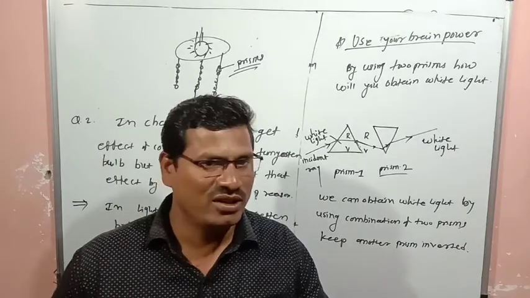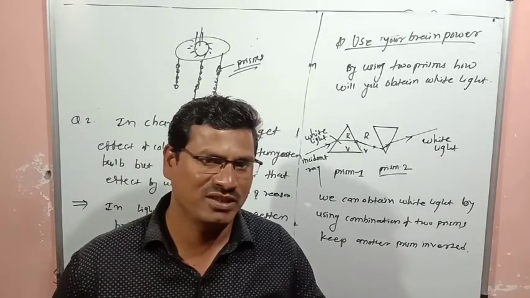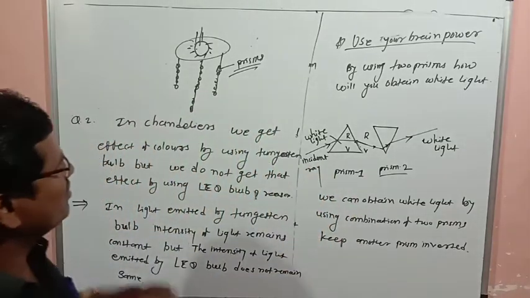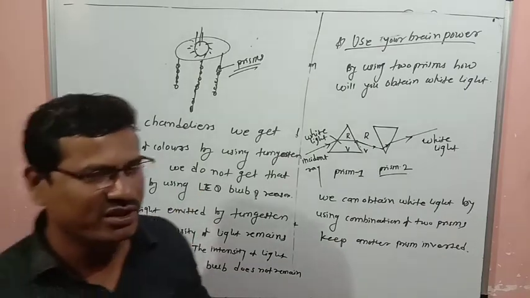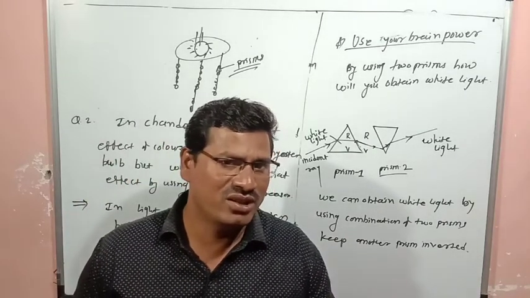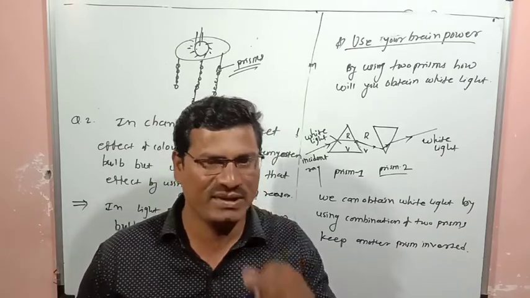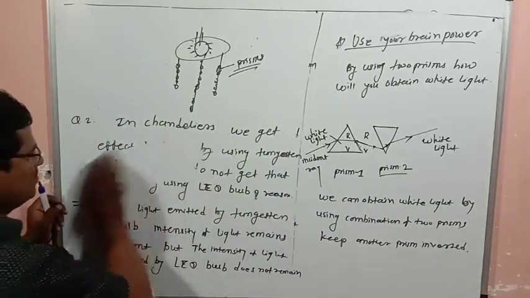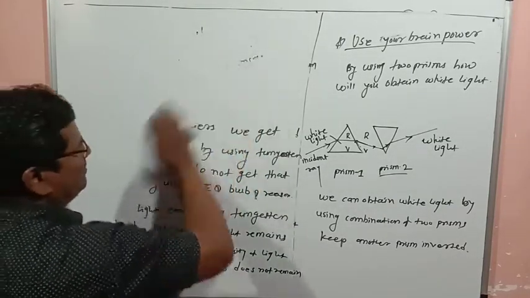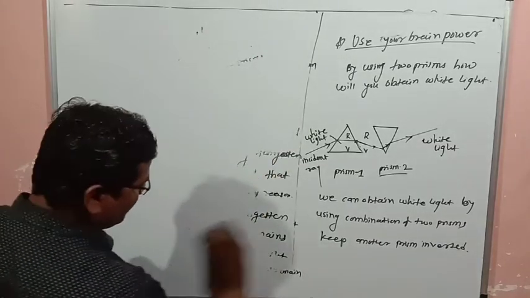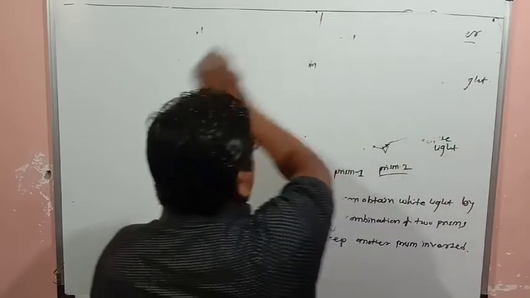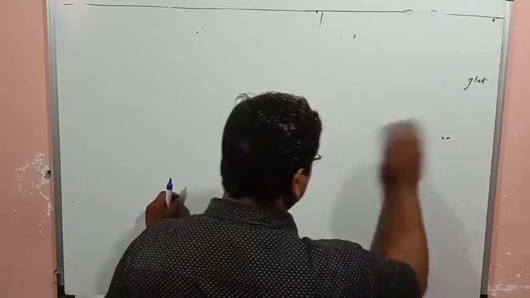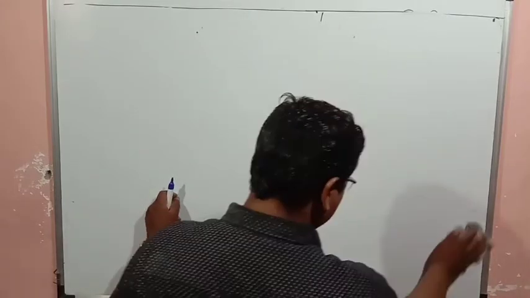Okay, so in case of the LED bulb you will not get that effect, but in case of the tungsten bulb you can get that particular effect. So after this we are going to learn about next point, and that one is partial and total internal reflection. Partial and total internal reflection we have to study. So what is the partial and what is the total internal reflection? That one we will take in a quick.